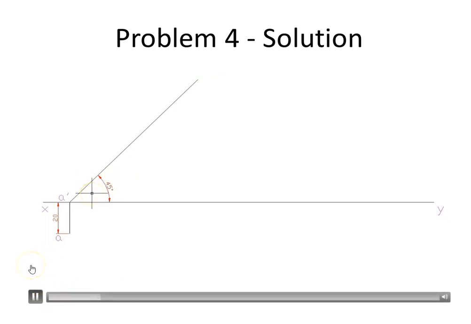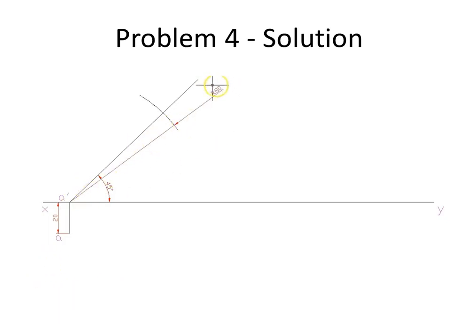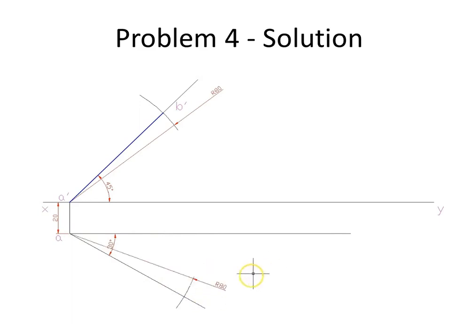As we proceed further, we as usual draw the line with the given true length, which is 80 mm, with A dash as center and 80 mm as radius. We draw the true length, and then we move on to the top view side. There also the true length we will draw with A as center and 80 mm radius, and we could also mark the inclination, which is 30 degrees.